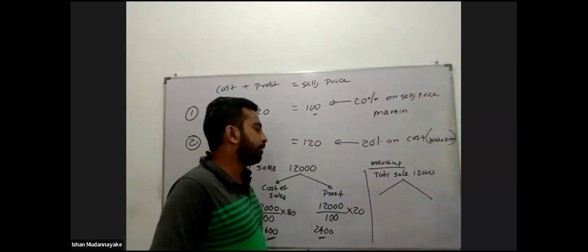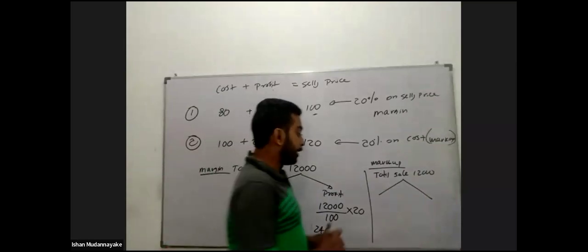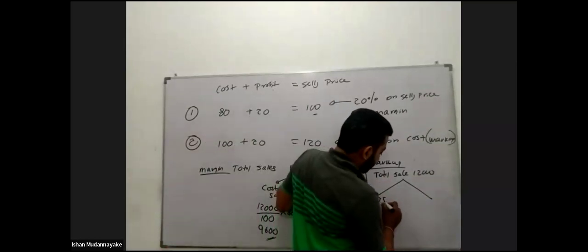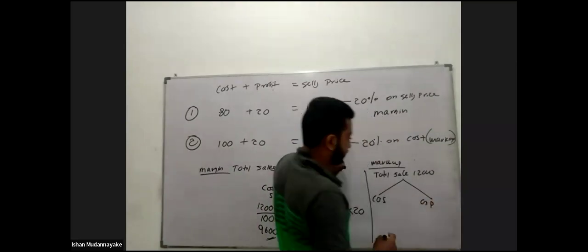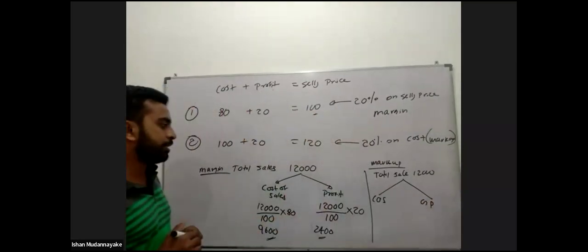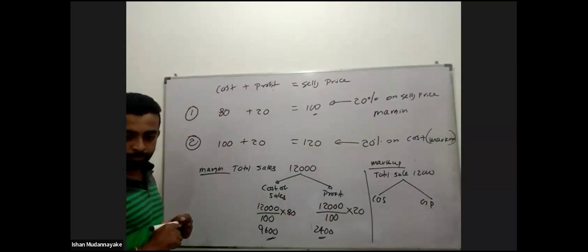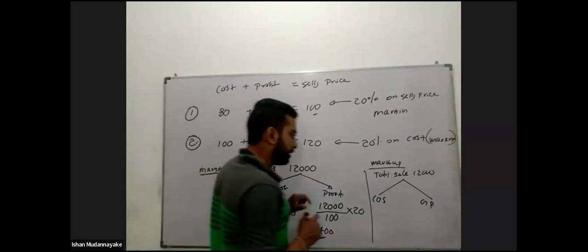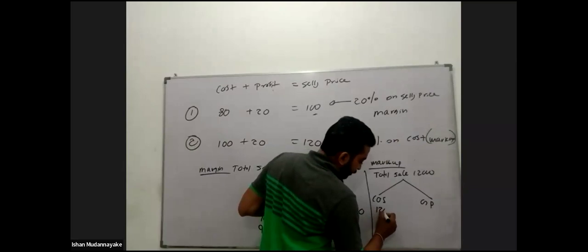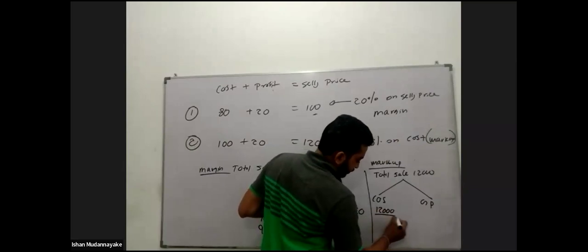You will calculate cost of sales included in the sales and gross profit included in the sales. Pricing policy of the business is 20% markup. Here, the examiner has given you sales of 12,000.